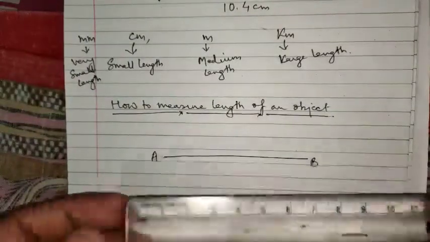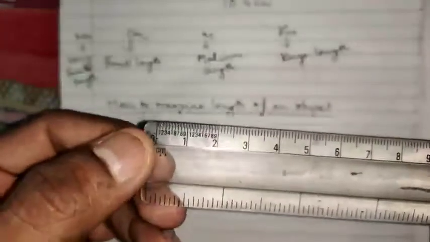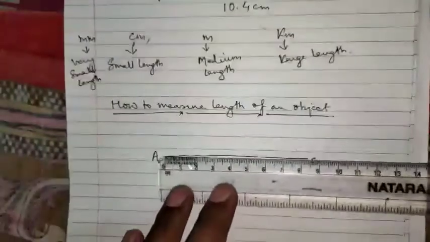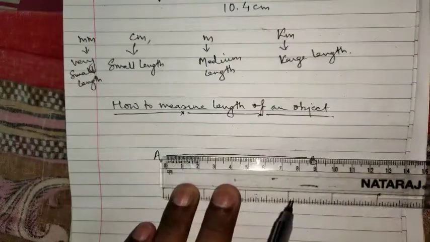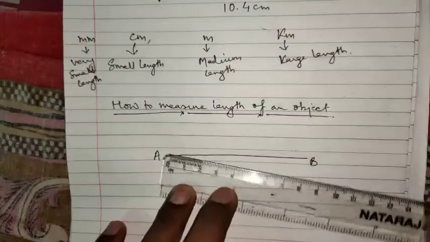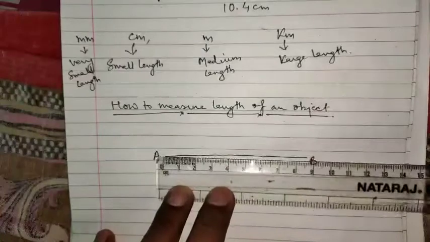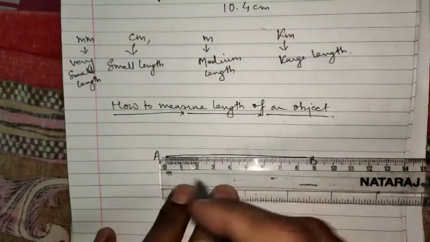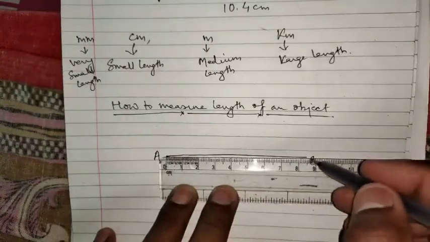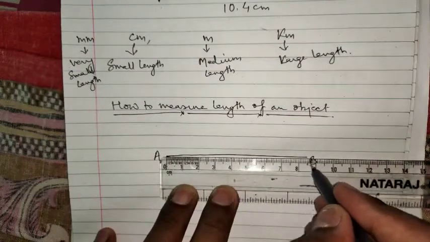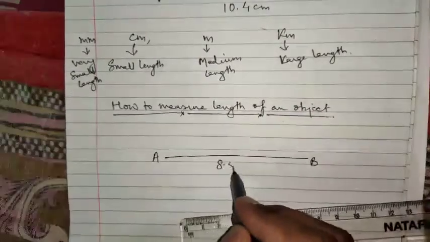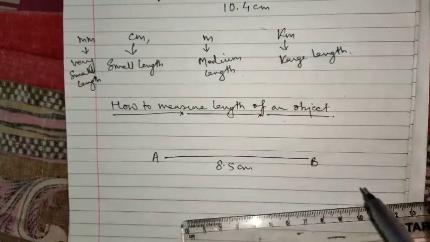How we will measure? First, this 0 point we will keep in the first point, and we will fix the scale in a straight way. We will not fix like this. We will fix on the path of the line. And we can see here, up to here it is the mark, and here we can see 8.5. The measurement is 8.5 centimeter.